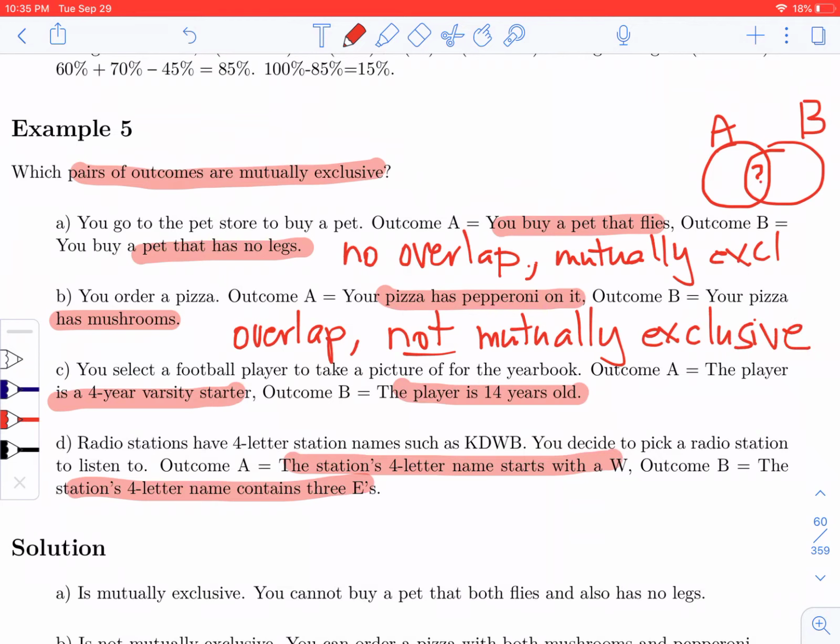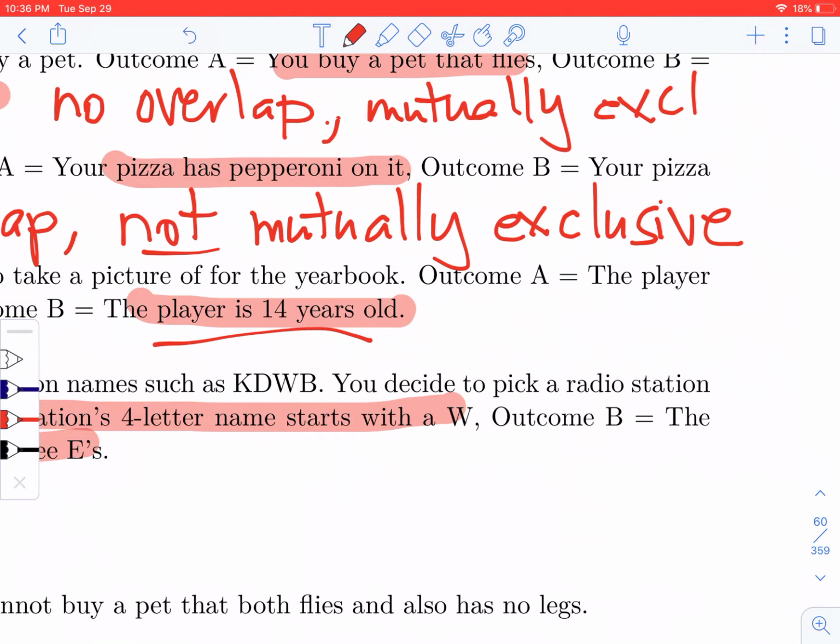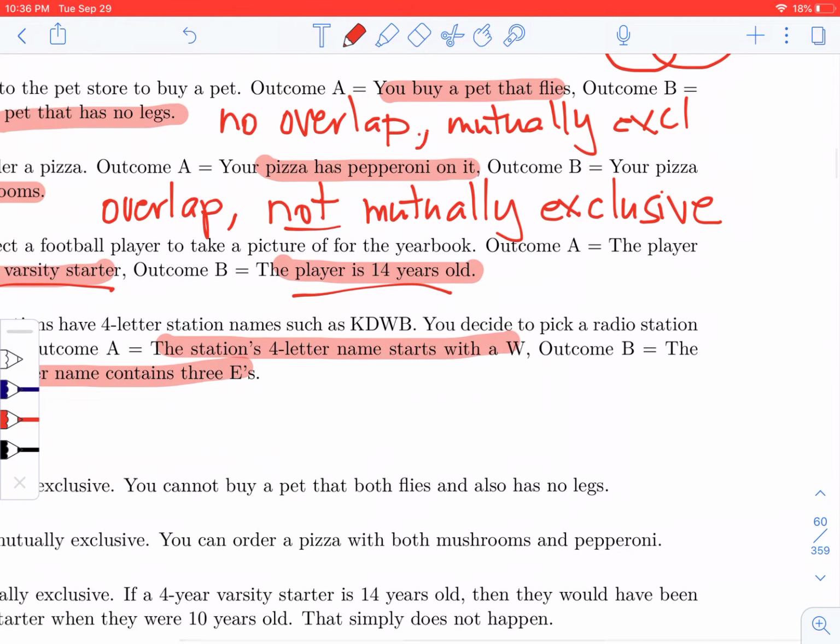Okay. Then we come to selecting a football player. Outcome A, 4-year varsity starter. Outcome B, player is 14 years old. Well, is there overlap? 4-year varsity starter, player is 14-year-old. Highly unlikely that a player started playing when they were 10 years old on varsity football. So, most of us would say there is no overlap. These are mutually exclusive events. Okay? You can't be both a starter and 14 years old. Okay?